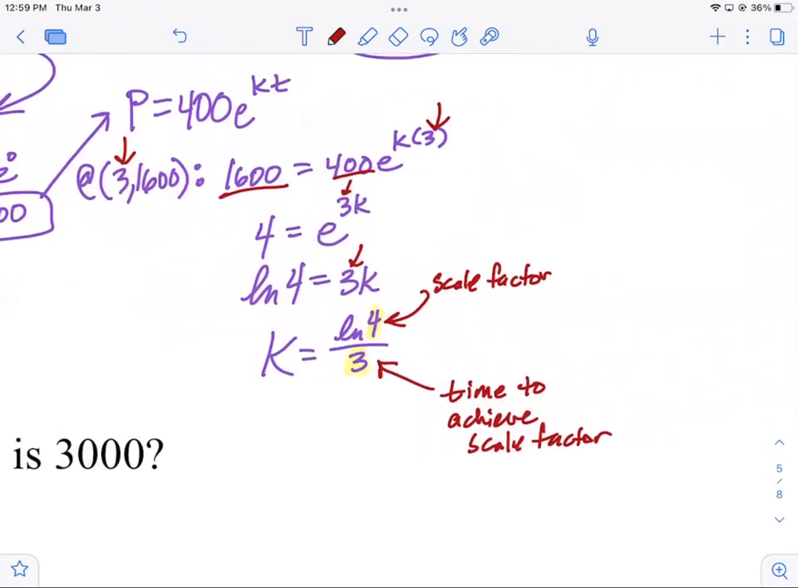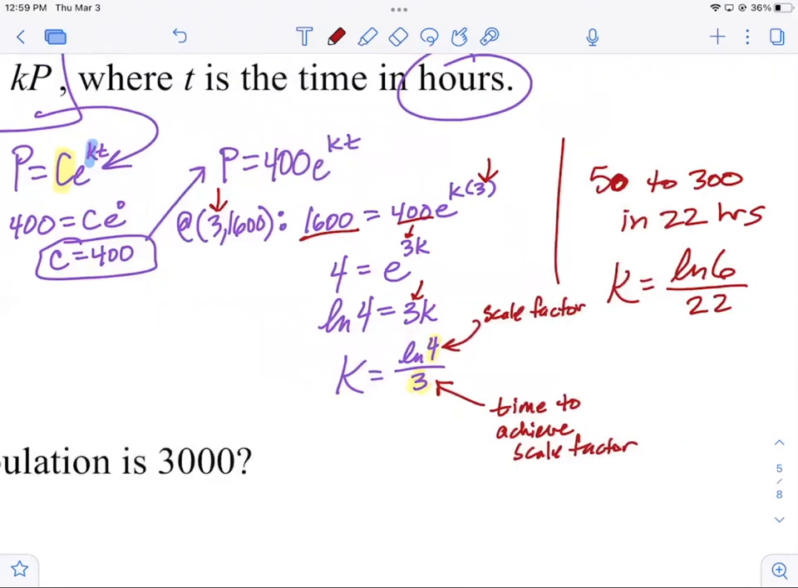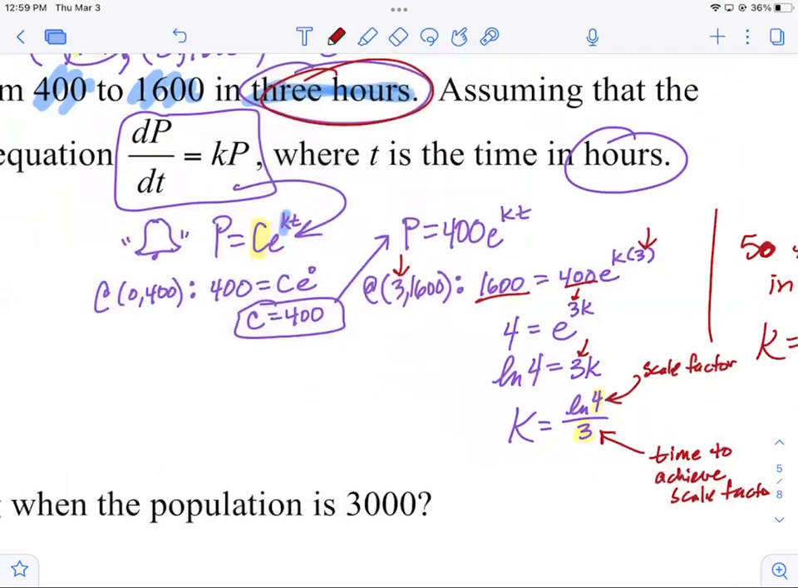So for instance, what if I gave you a question that said a population went from 50 to 300 in 22 hours. What would K be? The natural log of 6 divided by 22. Yeah. Do you have to memorize that form? No, but it helps. If you don't memorize that form, then you're going to have to do all this awesome, fun algebra 2 stuff, which works. It works. And it is kind of nostalgic.